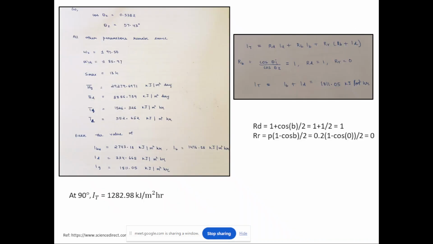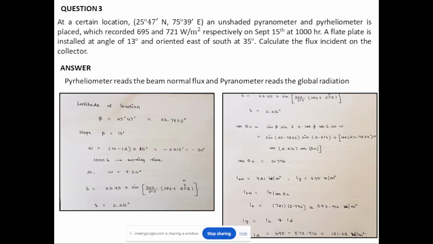So previously we assumed that the value of gamma, that is the orientation of the flat plate collector, is 0 because it was pointing towards the south. Here it is pointing east of south at an angle of 30 degrees. Now we are supposed to calculate the flux incident, and to calculate that, they have also given one more thing: the pyranometer and pyrheliometer record 695 and 721 watt per meter square.